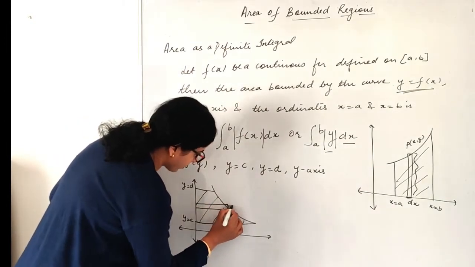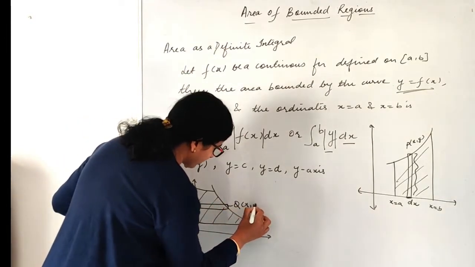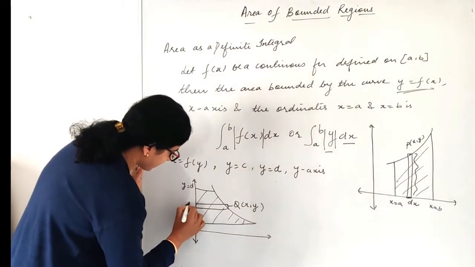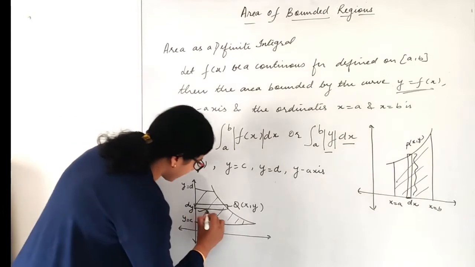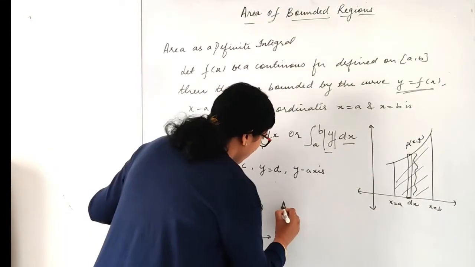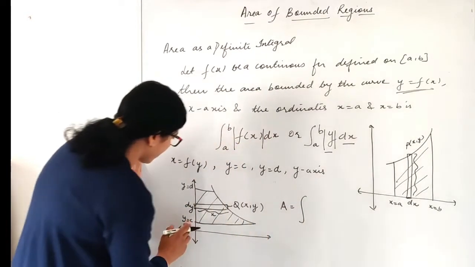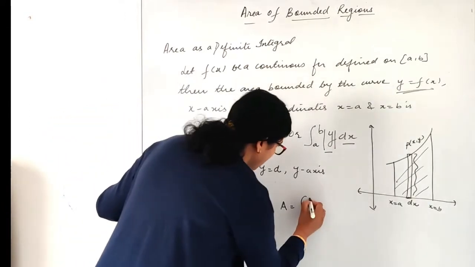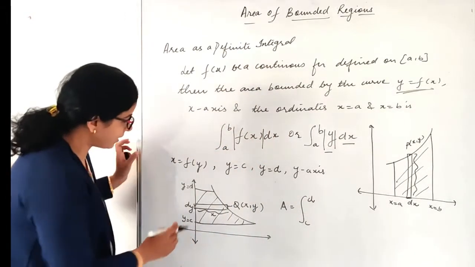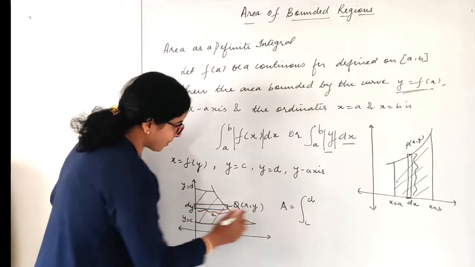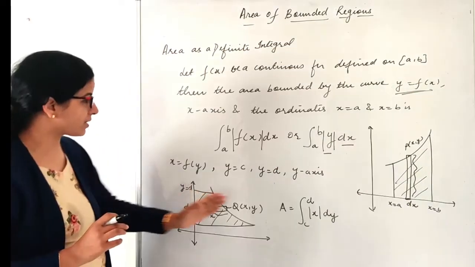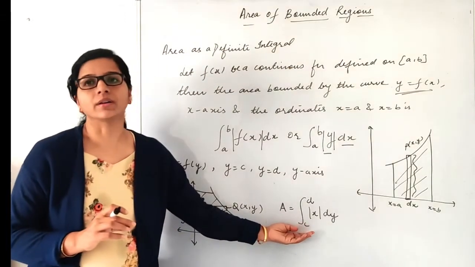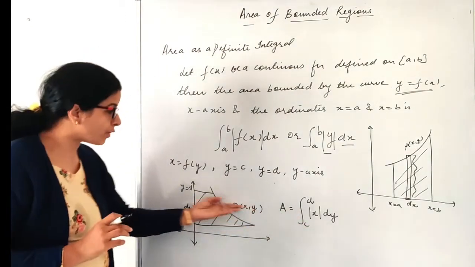So let us take a thin rectangular strip. This is my rectangular strip Q(x, y). The width of this strip is dy, the length is x. So the bounded area will be equal to the integral, from where to where is it varying? From c to d, correct? And what is the length of this strip? x, and dy. Is it clear? So this is the way to find the required area using a strip.